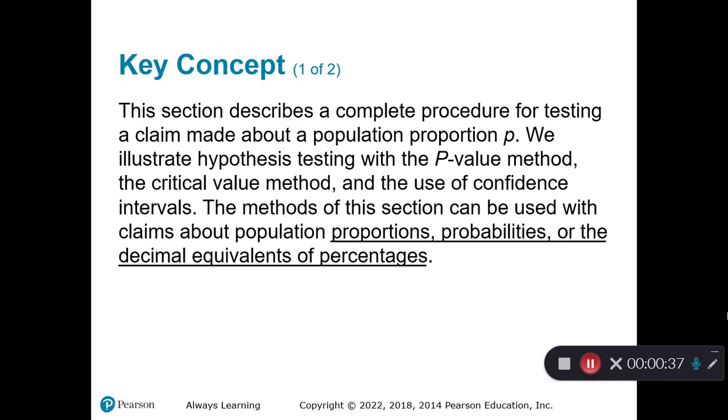The methods of the section can be used with claims about population proportions, probabilities, or the decimal equivalents of percentages. So any problem that refers to a proportion, a probability, or the decimal equivalent of percentages will all fall under this same category.